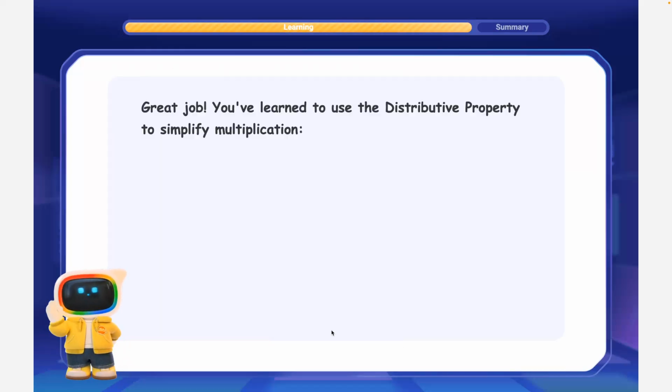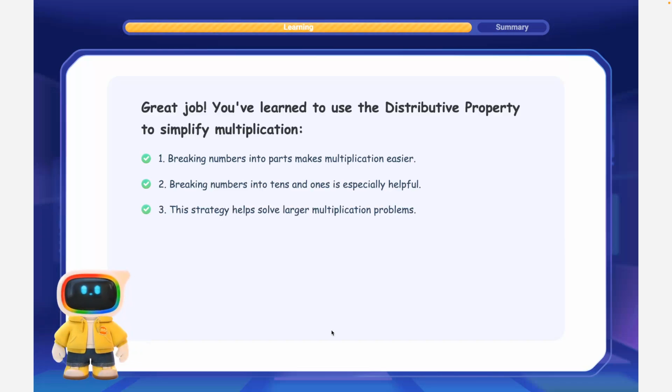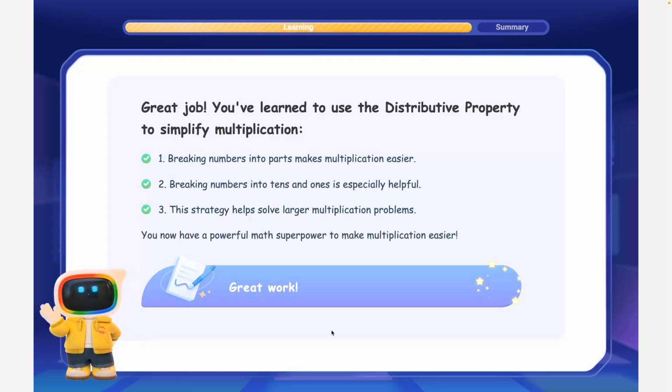Great job! You've learned to use the distributive property to simplify multiplication. 1. Breaking numbers into parts makes multiplication easier. 2. Breaking numbers into tens and ones is especially helpful. 3. This strategy helps solve larger multiplication problems. You now have a powerful math superpower to make multiplication easier.